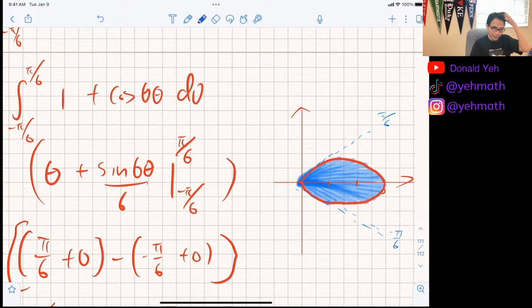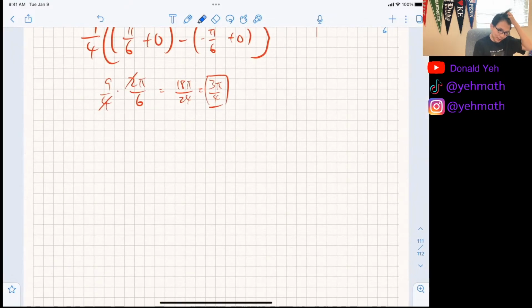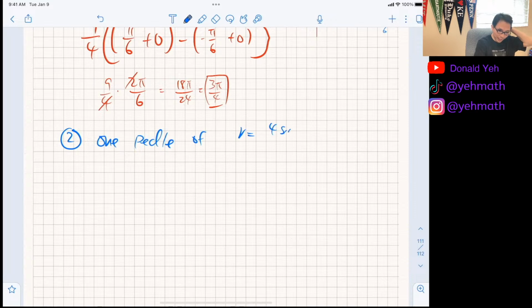Okay, now I want to give you a question and see if you want to try it. This is one of your homework questions. This is question 2, and they say, can you find one petal of r equal to 4 sine of 2 theta? Remember, finding where the zero is helps. If you find consecutive zeros, you can find where one petal is located.